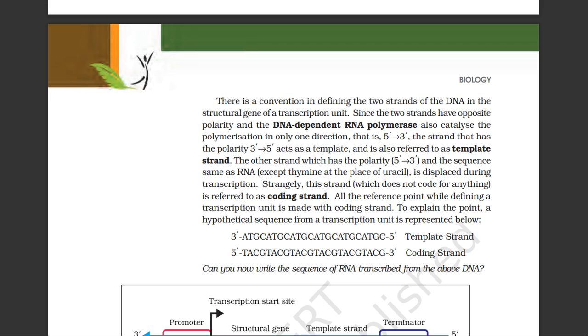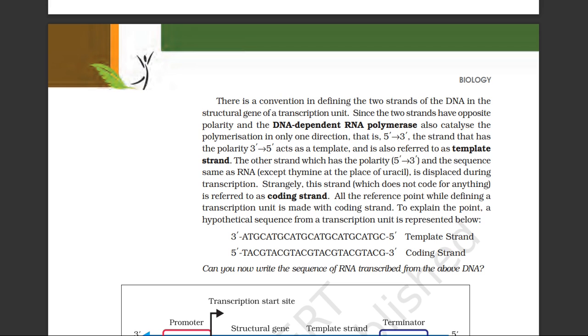Since the two strands have opposite polarity, and a DNA-dependent RNA polymerase also catalyzes the polymerization in only one direction, that is, 5'→3', the strand that has the polarity 3'→5' acts as a template and is also referred to as the template strand. The other strand, which has the polarity 5'→3' and the same sequence as RNA, except thymine in place of uracil, is displaced during transcription. Strangely, this strand, which does not code for anything, is referred to as the coding strand. All the reference points while defining a transcription unit are made with the coding strand.